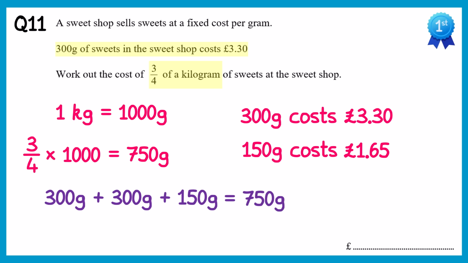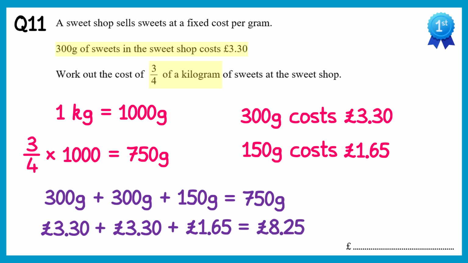The cost of 300 was £3.30, the cost of the second 300 is also £3.30, and the cost of 150 is the £1.65 that we worked out. So we can just add these up on the calculator, and we get the answer £8.25, which is the answer to the question.